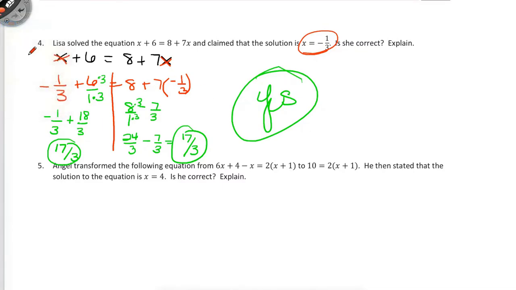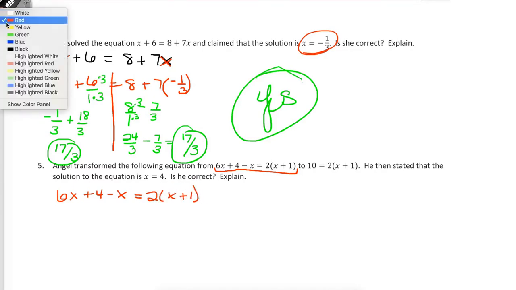All right, let's look at the next one. Angel transformed the following equation, and then he stated that 4 would be a correct answer. So I'm just going to focus on the main equation first and then see about what he wrote over here. But first, let's just use what we have. We have 6x plus 4 minus x equals 2 times the quantity x plus 1.